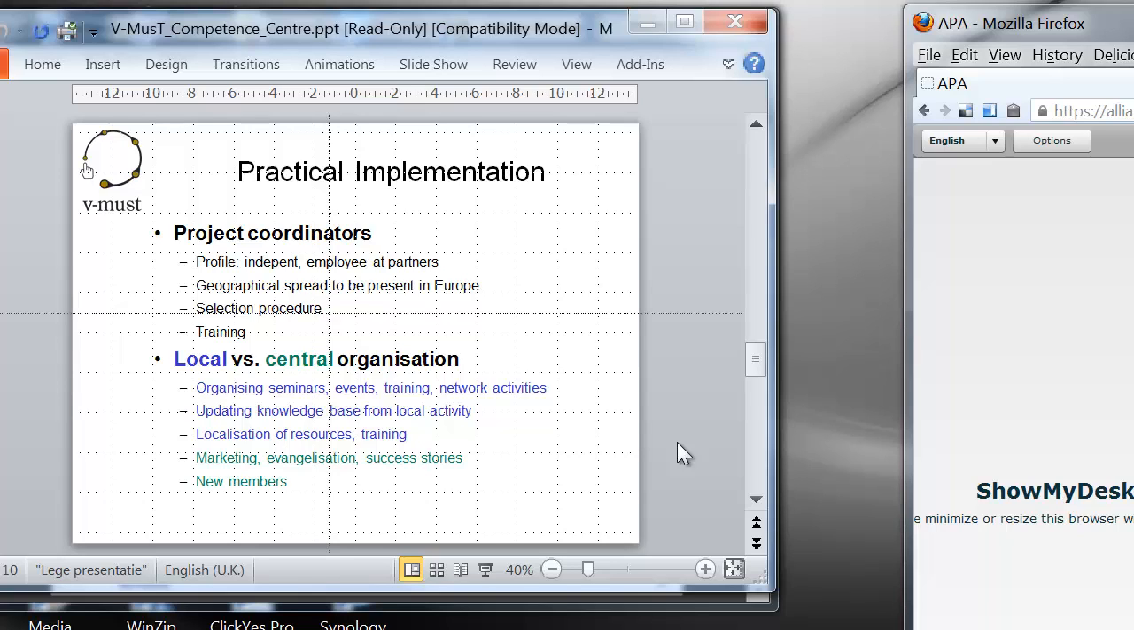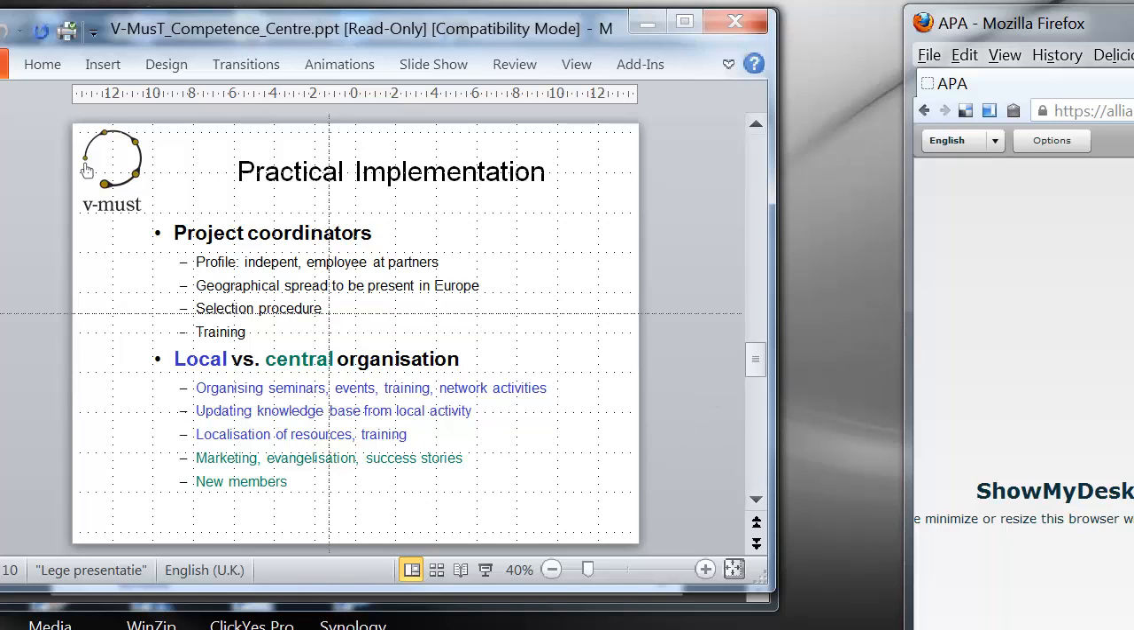Yes, thank you. So, as I said, project coordinators are a very important key element of that. They need to be independent, or they can be an employee at partners of the competence center, but they need to be geographically spread all over Europe. Because if you do a project in Greece, you want a Greek to do the project coordination, not only speaking the language, but knowing the country, the customs, the laws, and so on. Of course, we will select these people for their excellence, for their competences, through a selection procedure and train them.